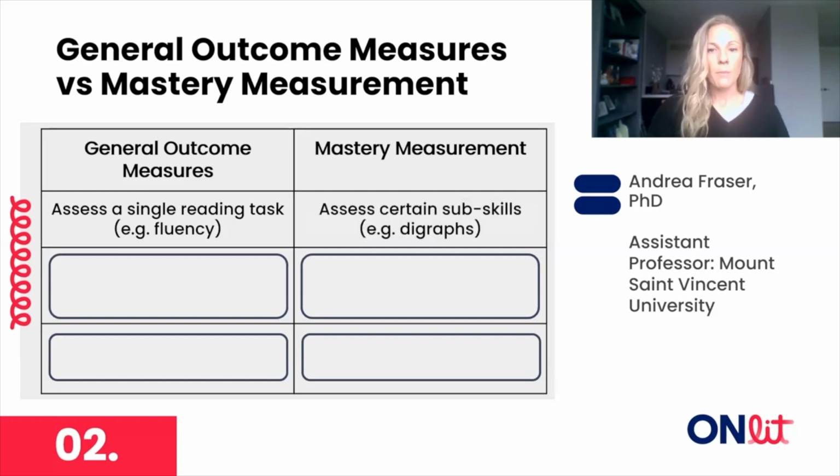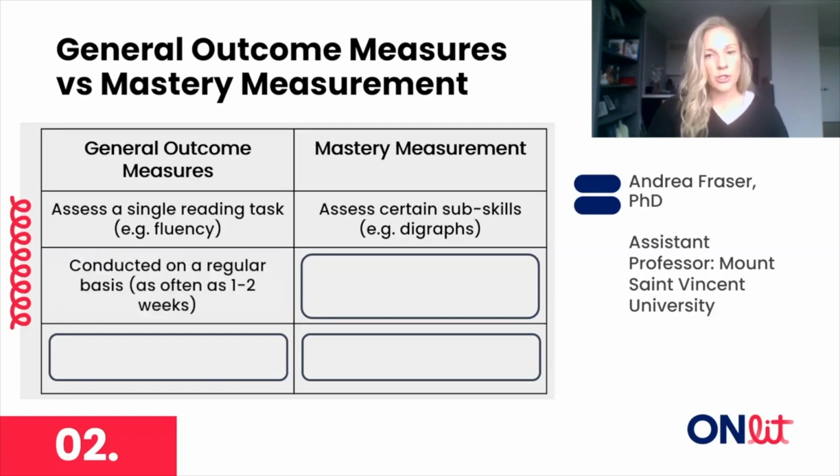In comparison, mastery measurements assess certain sub-skills. For example, if the instructional focus for the week has been on the digraph SH, then a short assessment is administered after instruction to determine how well students have learned this particular digraph. General outcome measures should be conducted frequently, approximately every 2 weeks for students receiving Tier 2 intervention, and once per week for students receiving Tier 3. These measures are sensitive to the smallest increments of change, so frequent administration is beneficial to track student progress.